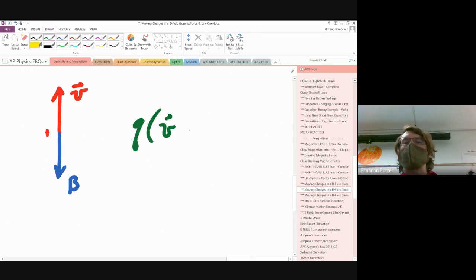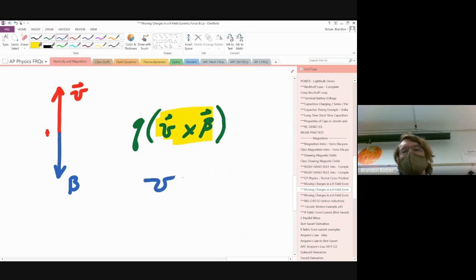Instead of calling that X, I'm going to call that cross. Okay, so V cross B. How could I rewrite this cross product? I'll give you a hint. V, B. Okay, yes, the Q goes in front. I forgot the Q. Thank you. And I'm missing a term.